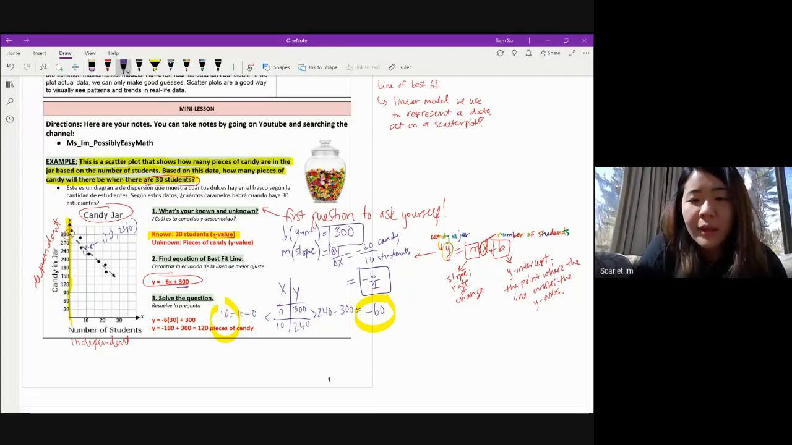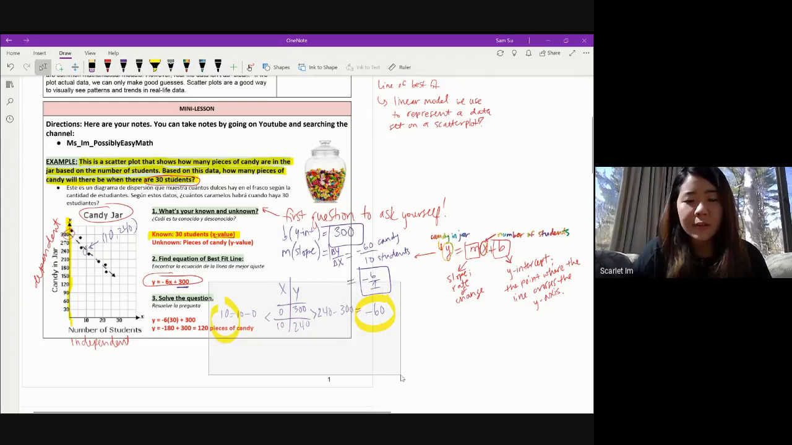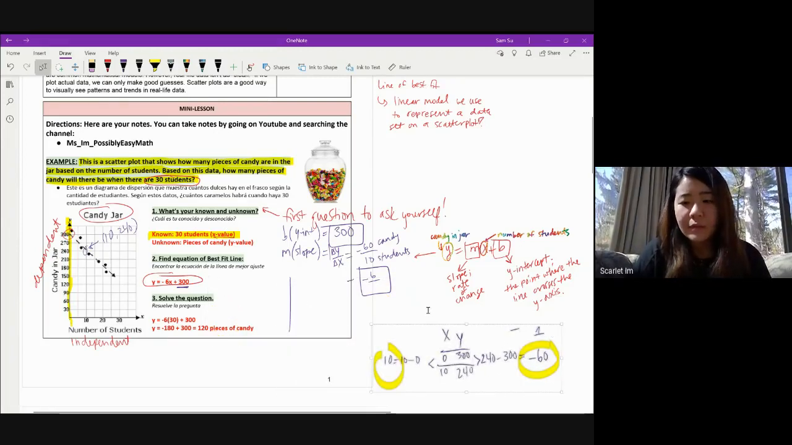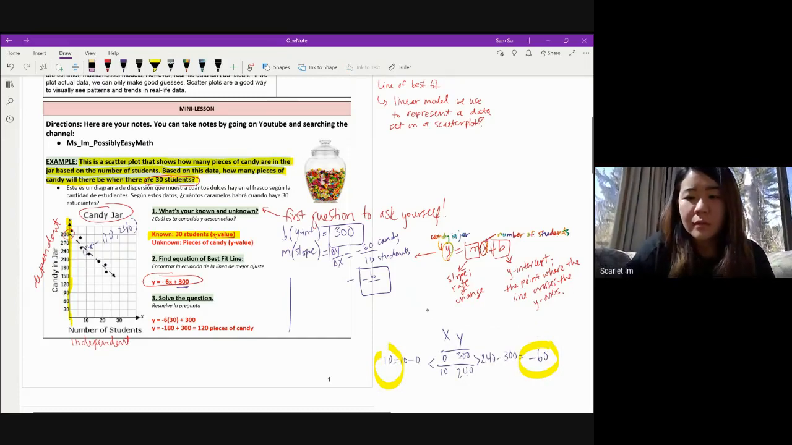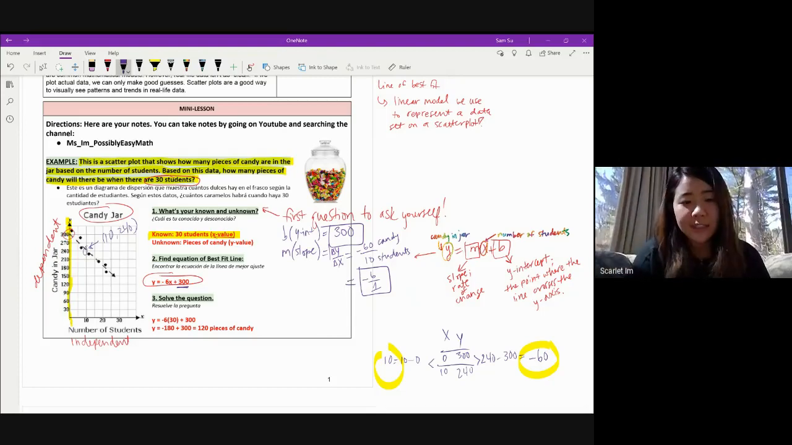That is what our slope is telling us. Okay? Because we figured that out, we can now write out our equation, which is exactly that. y equals negative 6, because that's our m, x plus 300. That's how I got those pieces.